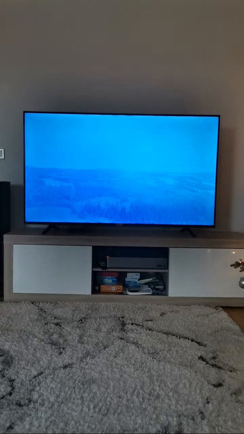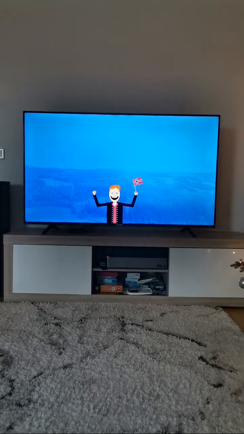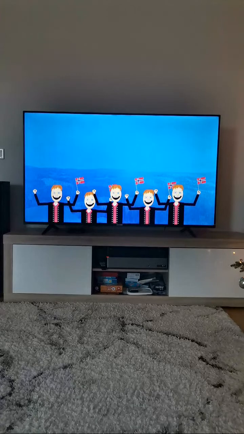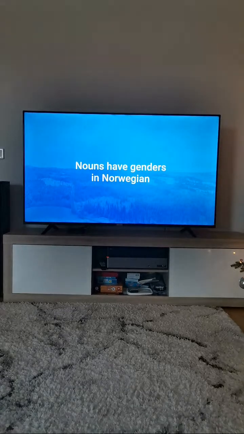The articles are how we make sense of nouns. With this knowledge, you'll be able to describe nouns when there's just one of them or when there are many of them. So, unfortunately, we have gender nouns in Norwegian.